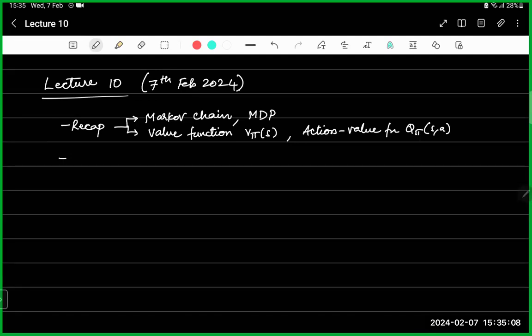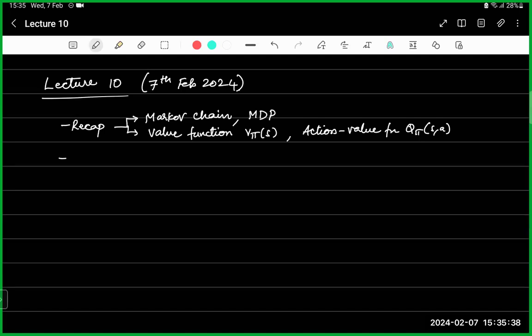Good afternoon, everyone. In today's class, we'll briefly recap what we discussed in our last lecture. In the last lecture, we saw what an MDP is, and we also saw the definition of a value function and an action value function, right? So, what is a Markov chain? Do you remember?